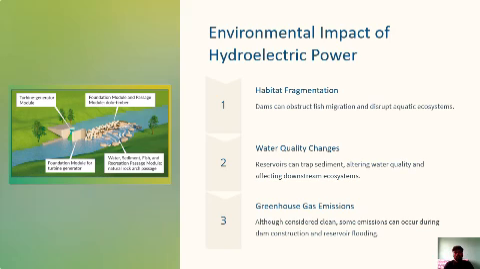Let us see the environmental impact of hydroelectric power plants. Habitat fragmentation: dams can obstruct fish migration and disrupt the aquatic ecosystem. Water quality changes: reservoirs can trap sediments and alter water quality, affecting the downstream ecosystem. Greenhouse gas emissions: although considered clean, some emissions come from dam construction and from reservoirs during flooding.